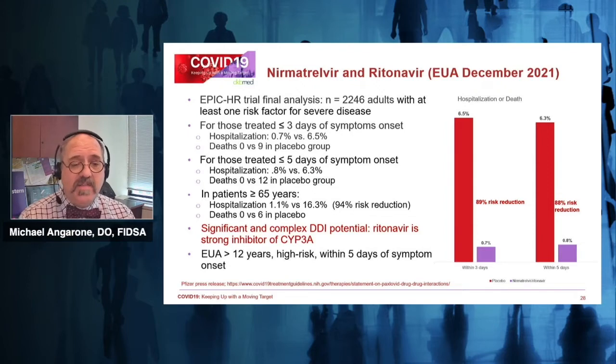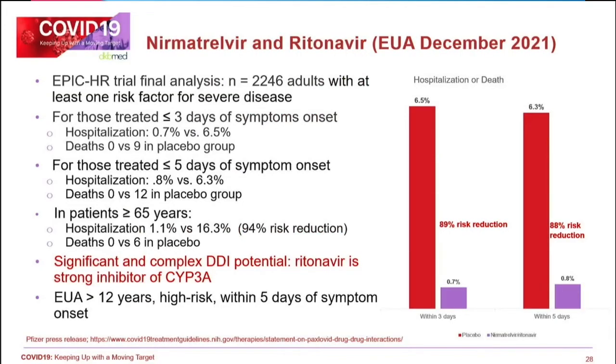The biggest issue, as I mentioned, is the pairing of this Nirmatrelvir with ritonavir, which is a very potent inhibitor of the CYP3A enzymes, and there's a lot of drug interactions. And so all clinicians and prescribers should be aware of these drug interactions. The EUA is for individuals that are 12 years and older at high risk for progression to more severe COVID and given within 5 days of symptom onset.